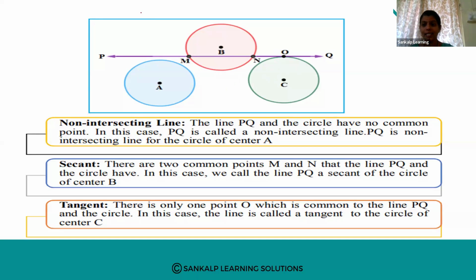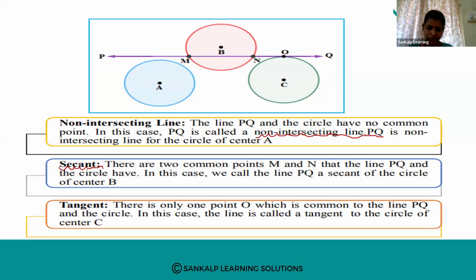That PQ line is called a non-intersecting line. Why is it called a non-intersecting line? Because the line PQ and the circle have no common point. See here, do they have any common point? No, because it is not touching the circle which has center A. So the line PQ and the circle have no common point. In this case, PQ is called a non-intersecting line for the circle of center A. Next, second. What do you mean by second? This is also very important.